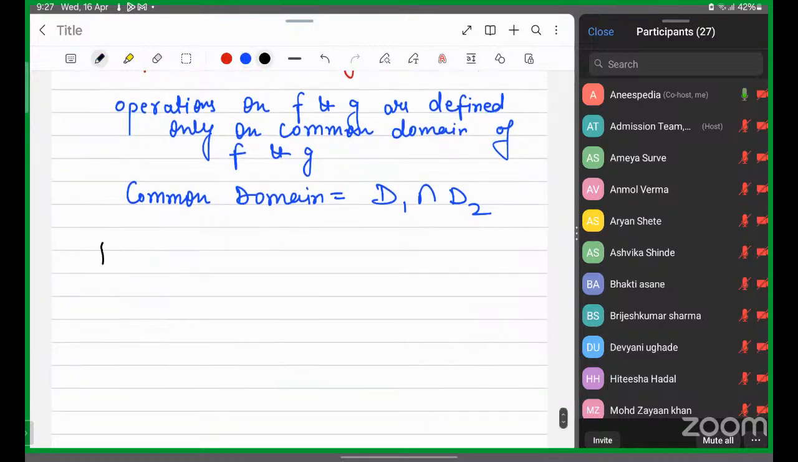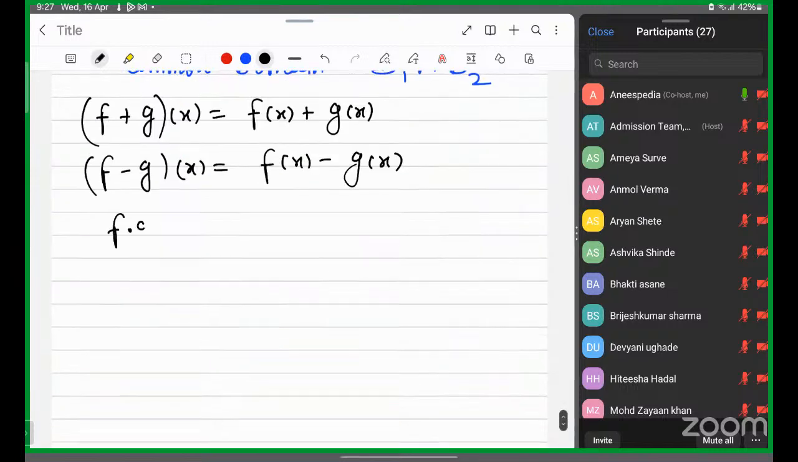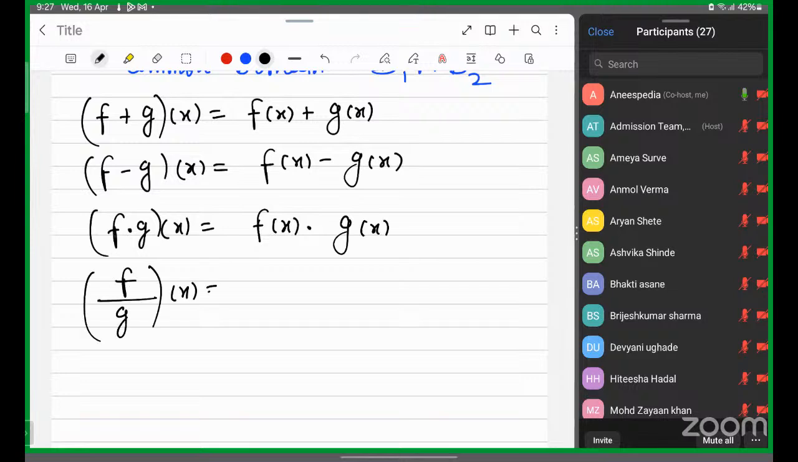Now, if you are given f plus g of x, it will be f of x plus g of x. If you are given f minus g of x, its meaning is f of x minus g of x. If you are given f into g of x, it implies that it will be the same as f of x into g of x. Similarly, f by g of x is nothing but f of x divided by g of x, provided g of x is not equal to 0.